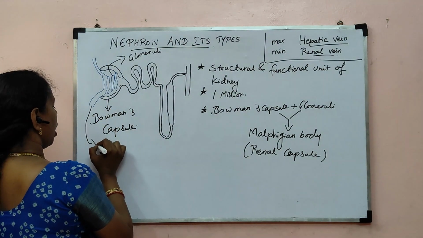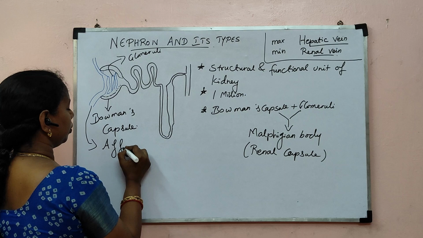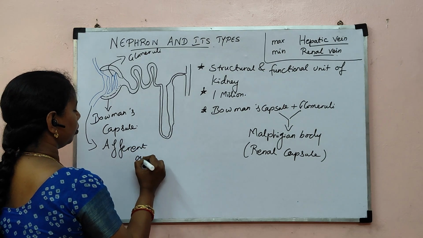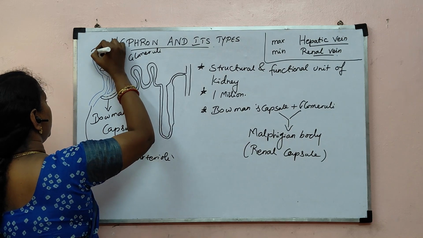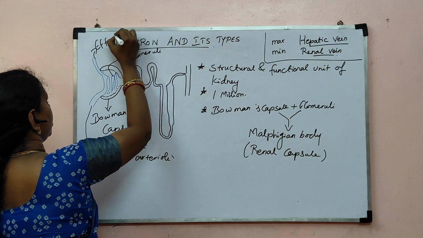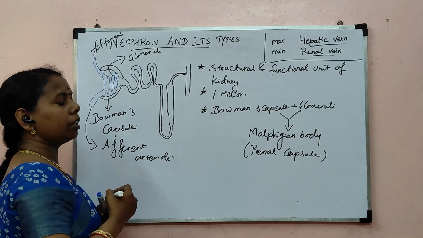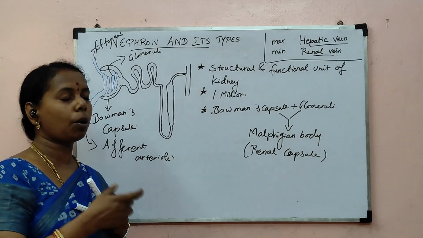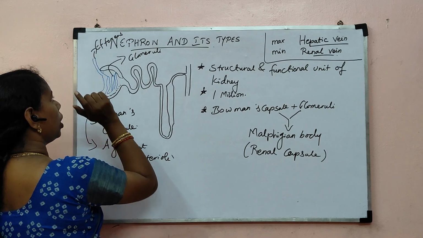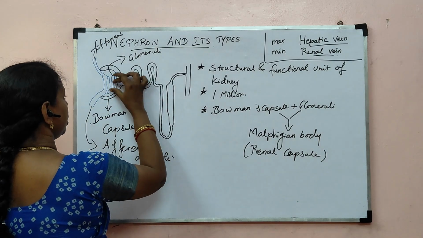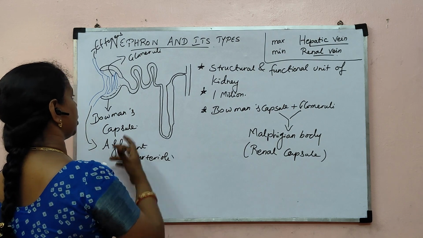So this is about the Bowman's capsule, and you can find two blood vessels. One is called afferent arteriole. The other one we call efferent arteriole. If you see, the blood vessels are not of uniform diameter. Afferent is somewhat wider, efferent is somewhat narrow. And of course inside you find the glomerulus, we discussed.